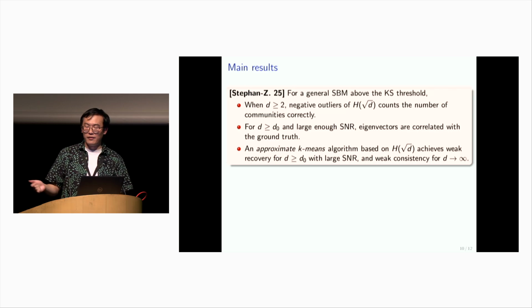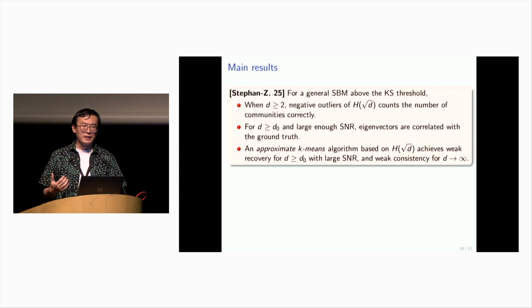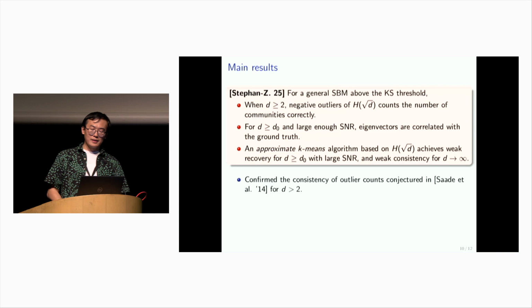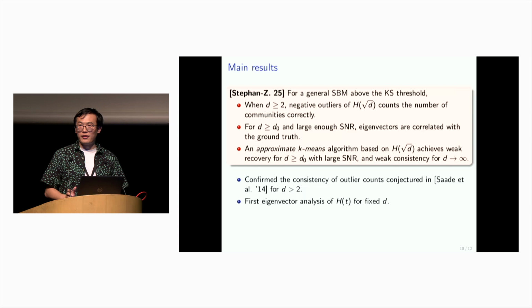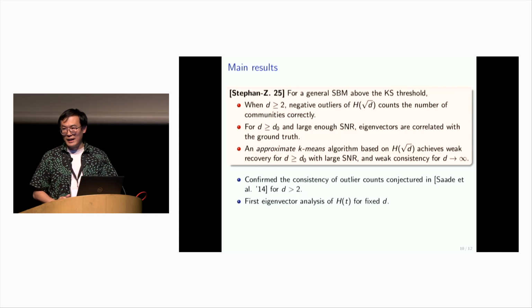And for d large enough, as d goes to infinity, it gives weak consistency, meaning the error goes to 0 as d goes to infinity. This confirmed the consistency of outlier conjecture in the paper by Stephan et al. And this is the first result for eigenvector analysis of the beta Hessian for a fixed degree.